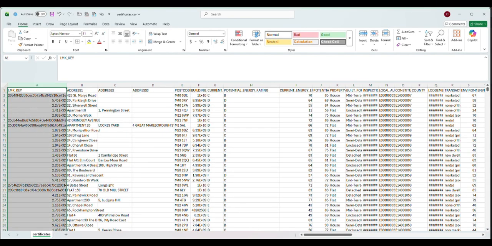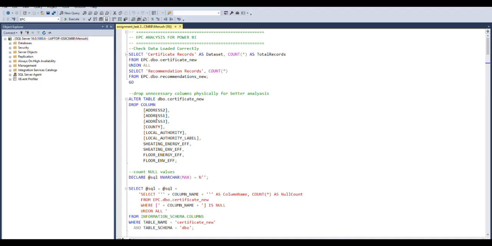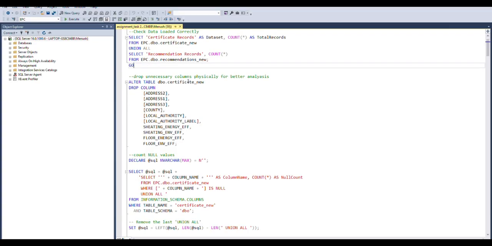To prepare the data for analysis, both CSV files were imported into Microsoft SQL Server. I will briefly explain how I prepared this data. First, I verified the data loaded correctly by counting records in both tables. Then I identified some data quality issues. The original dataset had many columns that were not needed for our analysis, things like address columns, country, and various duplicate columns. I physically dropped these columns from the table to improve performance of the dataset.